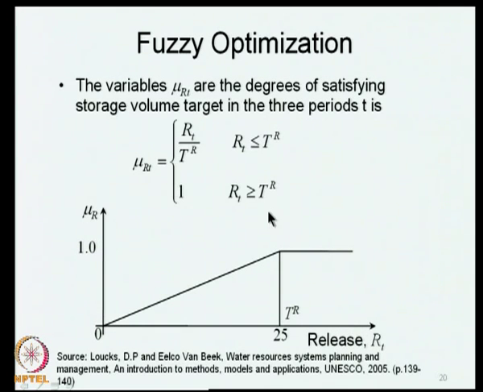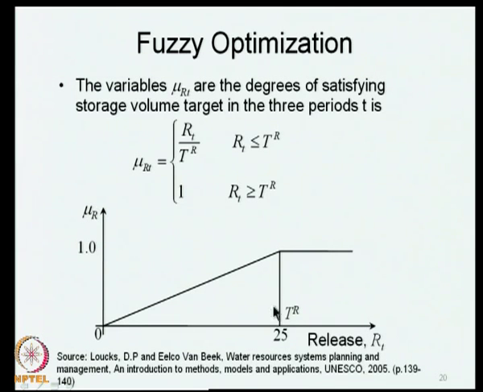Similarly, for the release, your target is 25, but you don't mind the release being greater than 25, because recall that we defined the deficit only when release was less than 25, less than the target. Therefore, the fuzzy membership function for this is that you would like to have the release as close to 25 as possible from the left side. So, Rt by Tr, that is this line, and when Rt is greater than Tr, we will put the membership function to be 1, which means that anything greater than Tr is fully acceptable.